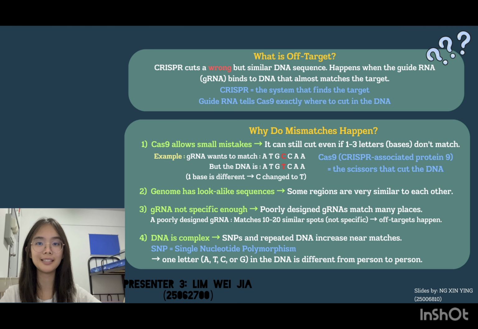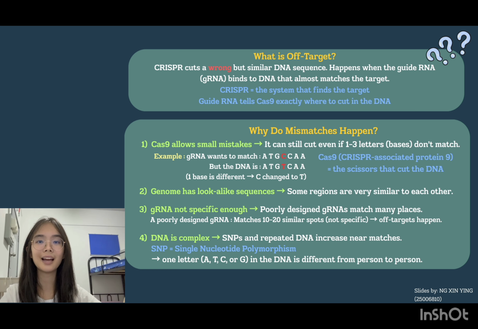Hi, I'm Lin Weijia. To begin our look at the challenges of gene editing, we must address off-target effects, which occur when CRISPR accidentally cuts a DNA sequence that is wrong but very similar to our intended target. This happens because the gRNA binds to a sequence that almost matches the target, leading the Cas9 scissors to make an unintended cut. There are four primary reasons this mistake occurs.